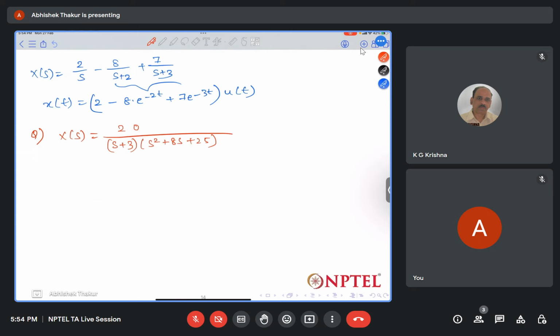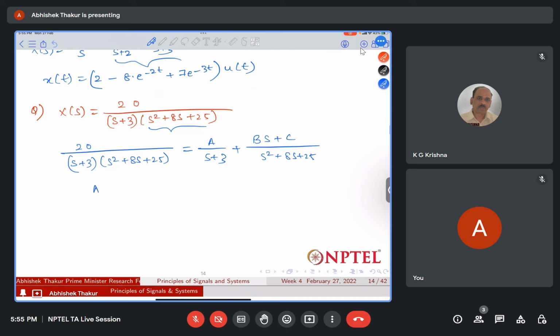So in this case, how will we form the partial fractions? We can write 20 by (s plus 3)(s squared plus 8s plus 25) as A by s plus 3, and now here this is a quadratic form, so in the numerator we'll write a linear form: Bs plus C divided by s squared plus 8s plus 25. Now we'll equate both sides and find the coefficients A, B, and C.